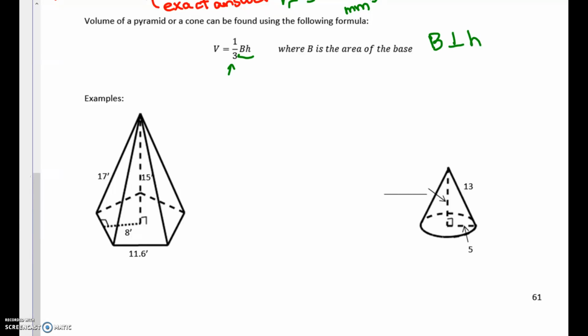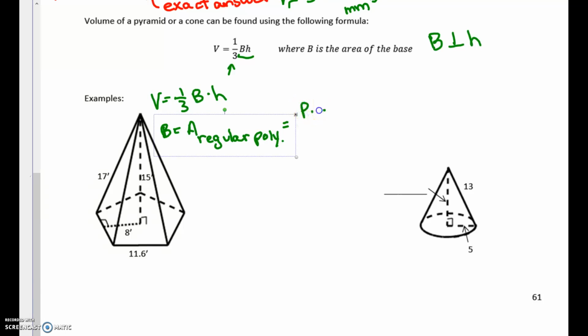My next problem down here, I've got a pentagonal pyramid. It comes to a point, so I'm going to use volume equals 1/3, area of the base times the height. Well, my base is a regular polygon. Remember our regular polygon formula? Probably not, we'll remember it though. Regular polygon, that's equal to perimeter times apothem over 2. Perimeter of the base times the apothem divided by 2.